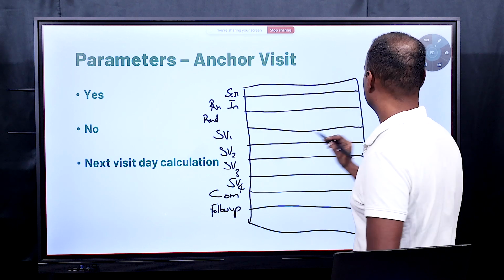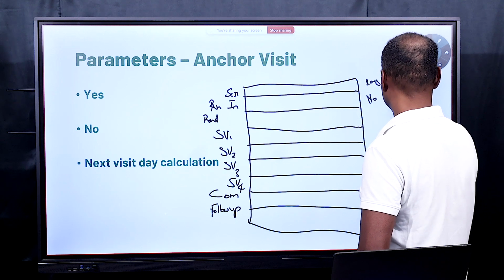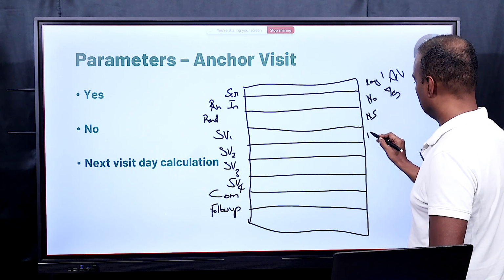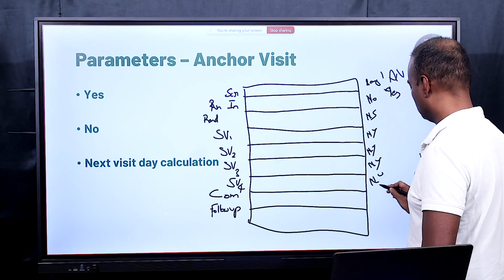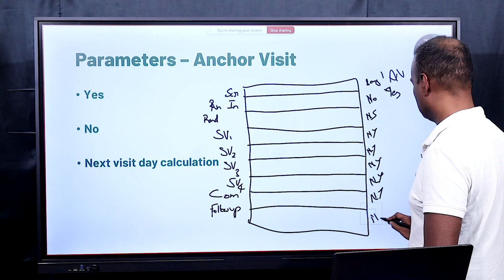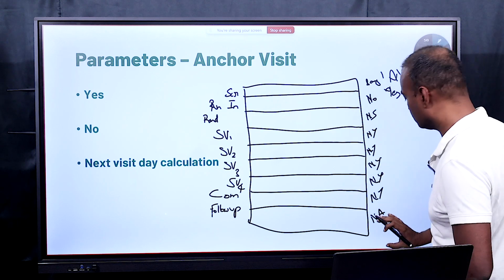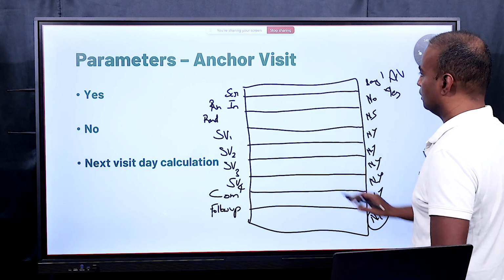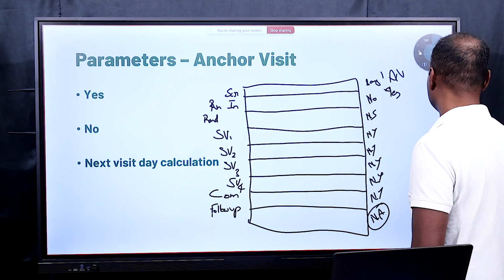Next visit, run-in. This can be anchor visit no or yes. All the subsequent visits can be no or yes. For the last visit, it is not applicable. We will check why the first visit is anchor visit and the last visit is not applicable. You have to remember this: for the last visit, anchor visit yes or no, you can keep anything, it is not applicable. Even if you give it, it does not have any impact on the system.